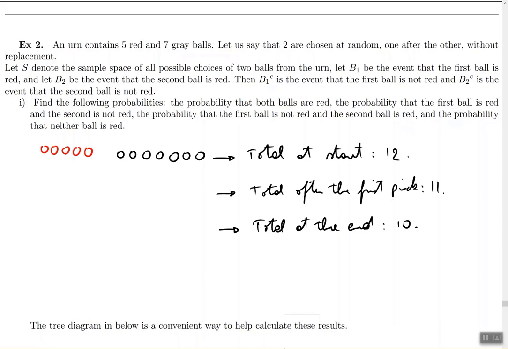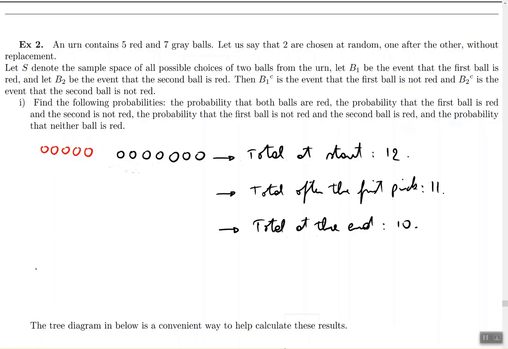There were 5 red balls at the start, and there were 7 gray balls. So that's what I'm doing over here by doing 5 red and 1, 2, 3, 4, 5, 6, 7 gray balls. And so the total at the beginning of the experiment is 12 balls. Now I'm gonna pick one. It could be either red or it could be gray. Depending on which one I pick, I'm gonna have some number of red balls left versus some number of gray balls. But I know that the total of the balls is gonna be 11. And then I choose another ball, which means that the total is gonna decrease to 10.